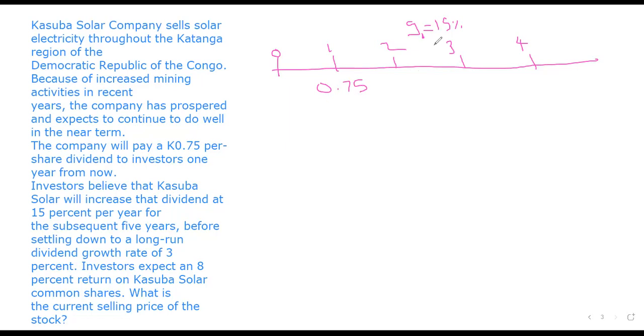So our growth rate is what? 15%. Yes. This is for how many years? 5 years. So this is 4, 5, 6, 7. So it is for the what? Subsequent 5 years. Next 5 years. So next 1, 2, 3, 4, 5 up to this, isn't it?